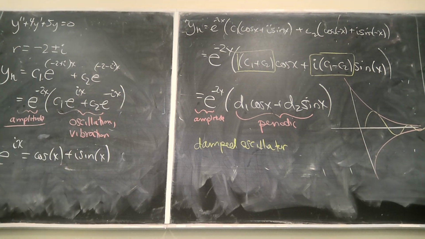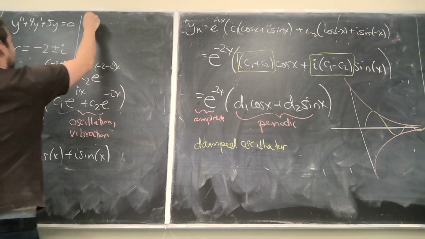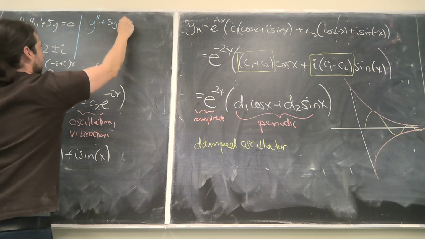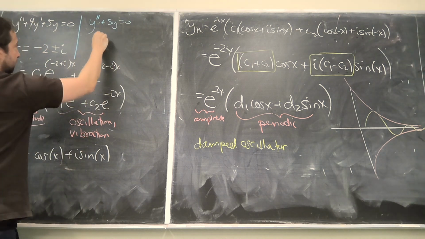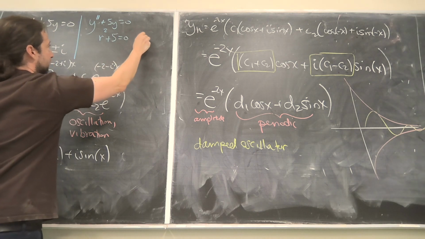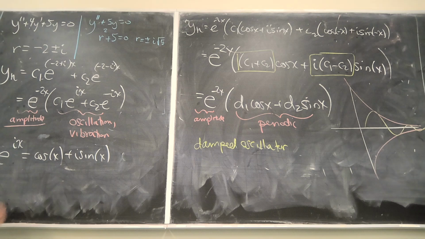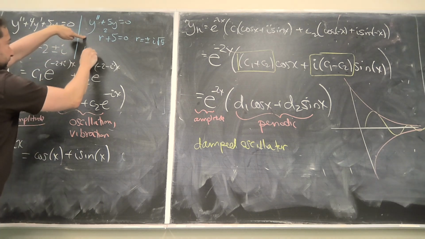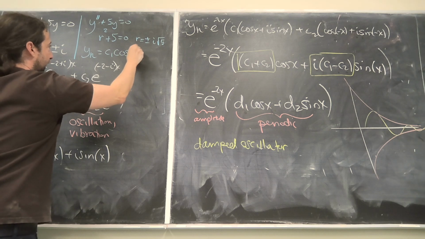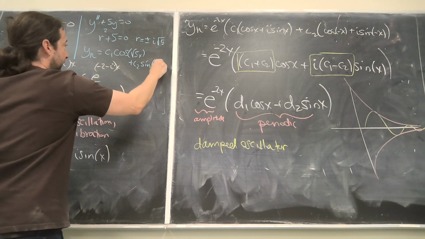Just by point of comparison, we should think about an equation where that's not there. If I just left that term off, y prime prime plus 5y is equal to 0. This would have characteristic r squared plus 5 is 0, so r is equal to plus or minus i times the square root of 5. And that would have a solution that looked like c1 cosine of root 5x plus c2 sine of root 5x.